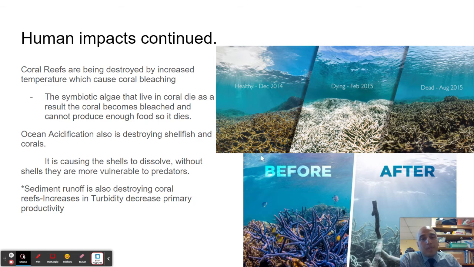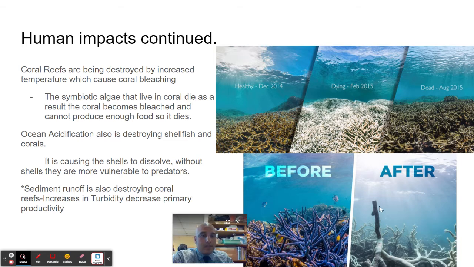So look at this beautiful picture. This is a healthy coral. It has that photosynthetic algae that gives coral its color. Without the photosynthetic algae, the corals become bleached, and eventually they die and decompose. Okay, so this is a picture of coral bleaching. All right, and I believe this is a picture of coral bleaching that has occurred, but also ocean acidification.